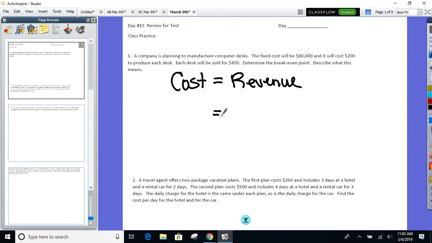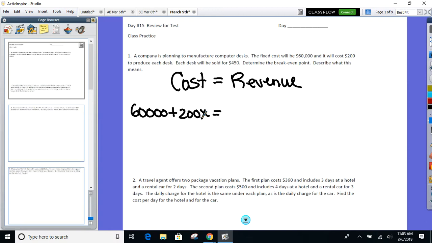Somebody, let's go. Help me fill it in here. Cost. What's it going to cost at least to make these desks? 60, definitely 60,000, plus 200 a desk. So 200D, 200X, whatever floats your boat. So that's how much it's going to cost.